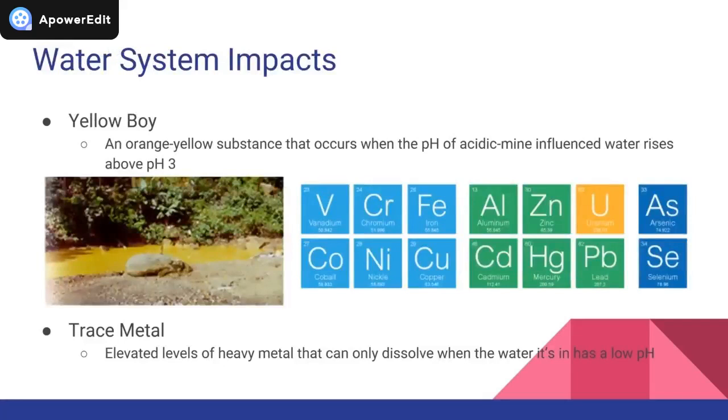So water system impact is also a very important part of AMD. AMD also includes the yellow boy, which is the iron in the water and causes the water to turn yellow, like the picture shows, and the pH will also rise to 3 or more. Another very important part of the water system impact is the trace metals, which include heavy and toxic metals, and they can only dissolve when the water has a low pH, but they are very toxic and affect the environment.